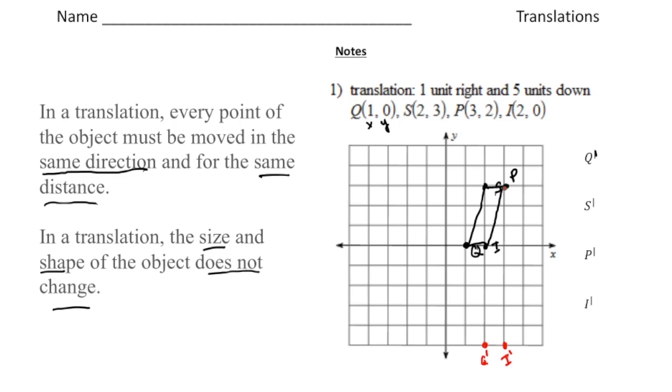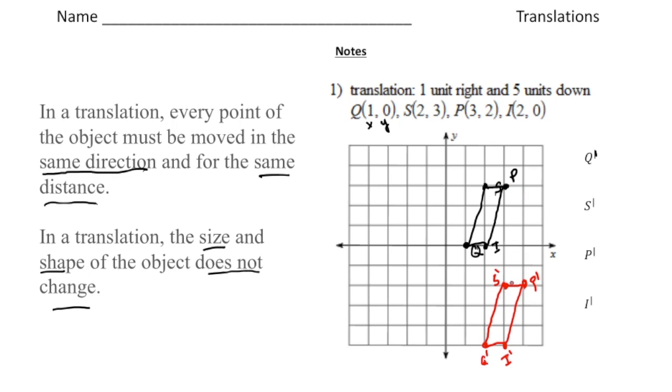P, moving it 1 to the right and then 5 down: 1, 2, 3, 4, and 5. That's going to be P prime. And then S, we're going to move it 1 to the right and down 5: 1, 2, 3, 4, and 5. So that's S prime. Let me connect the dots. And there's our image.